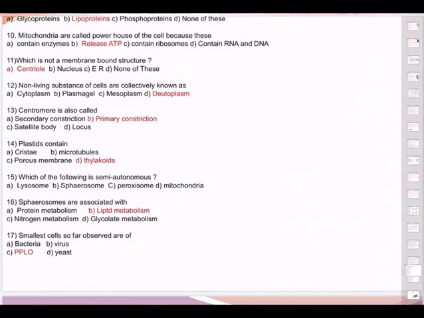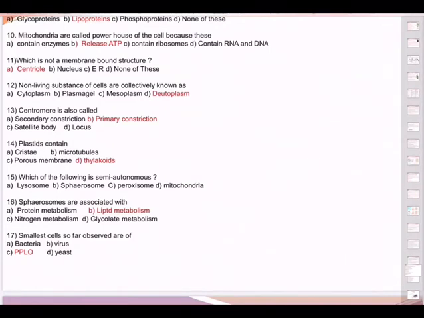And peroxisomes are associated with, they are mainly responsible for lipid metabolism. Don't worry about the spelling, it's lipid metabolism. So it's not protein, it's not nitrogen, it's not glycolate, it is fat metabolism. Peroxisomes are associated with fat metabolism, lipid metabolism.